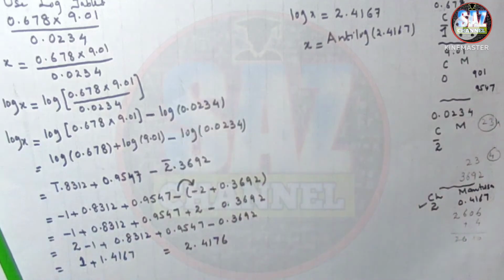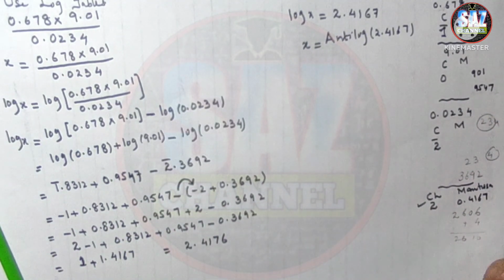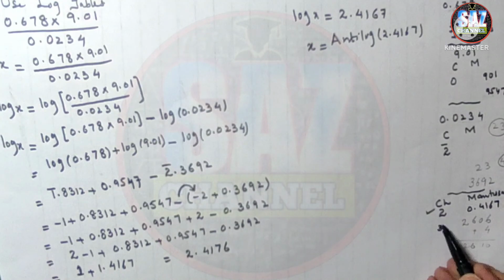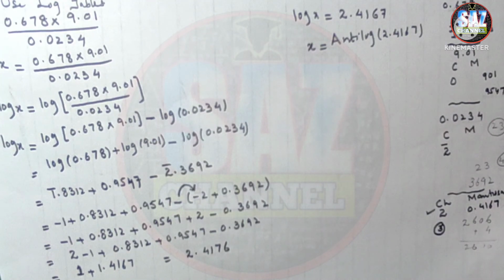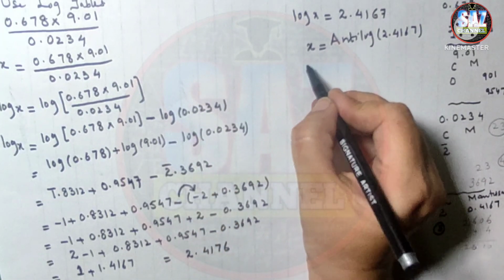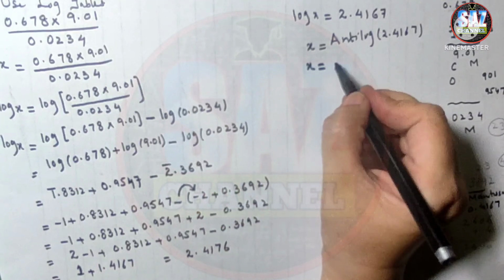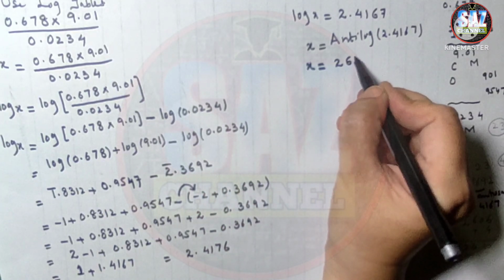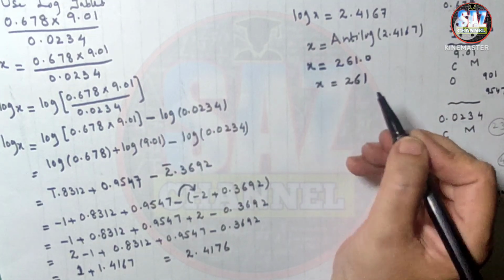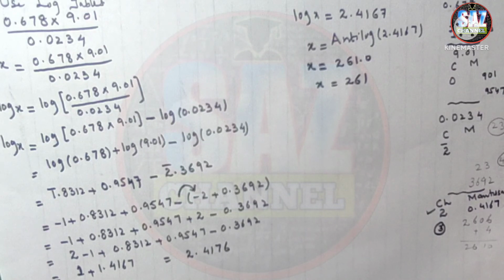Now, what is the role of the characteristic? The characteristic tells us where the decimal has to be placed from the left-hand side. As the characteristic is 2, first we add 1 to that and it becomes 3. It means we have to leave 3 digits from the left-hand side. So x will be equal to 2610, which is 261.0, so x will be equal to 261. I'm going really slow so that my students can understand.